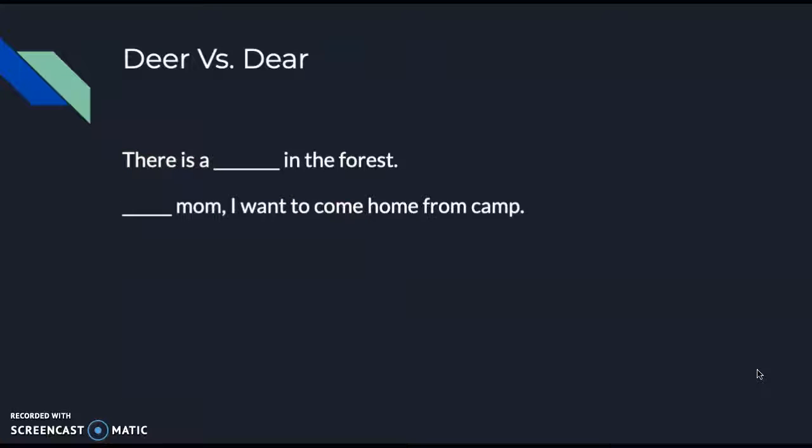Now let's look at some other common homophones. We have deer and dear, and here are the 2 sentences. There is a deer in the forest, and dear mom, I want to come home from camp.